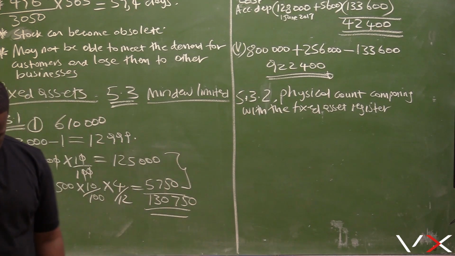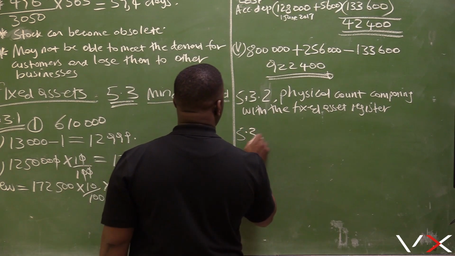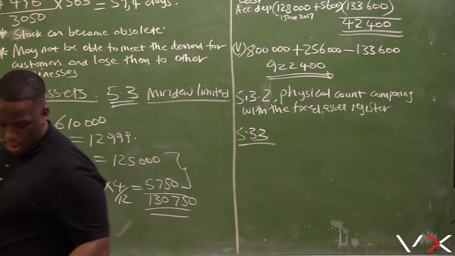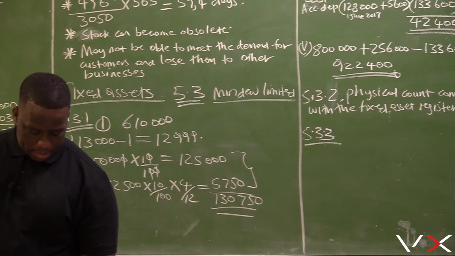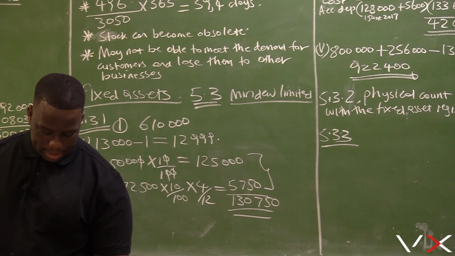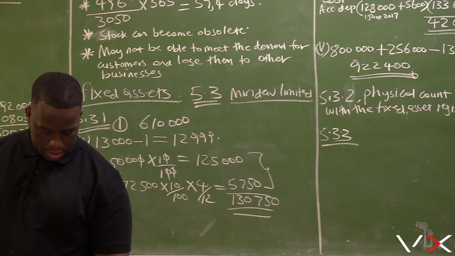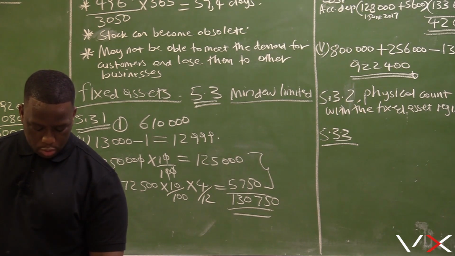The last question, land and building, which is 5.3.3. Land and building were bought 5 years ago for 6 million. Property prices have increased by 20% since then. The directors want to increase the value of this asset and reflect a profit of 1,200,000 in the financial statements. As an independent auditor, what advice would you give?